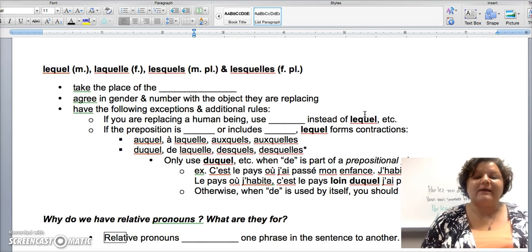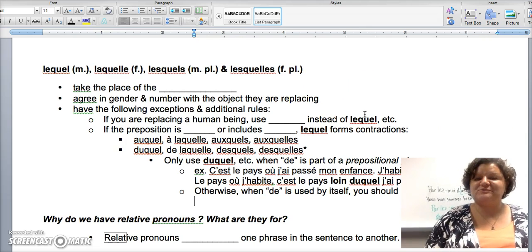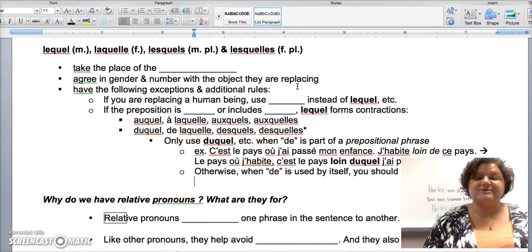So I would recommend, if you're getting into a situation where you're using these, I want you to check the level of complexity of your sentence, because there's such a thing as a sentence that's a little too complex. But these do take the place of the object of a preposition. Okay. They have to agree in gender and number. That's why you have 4 forms. And they have a bunch of extra rules, and that's what I mean about them being kind of complicated.